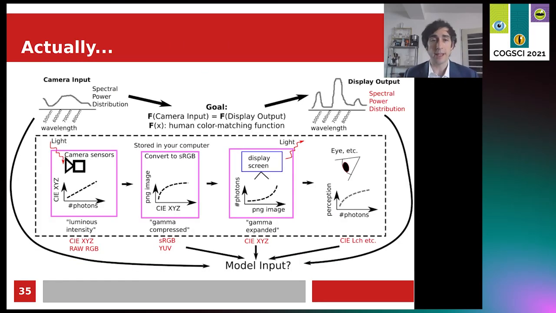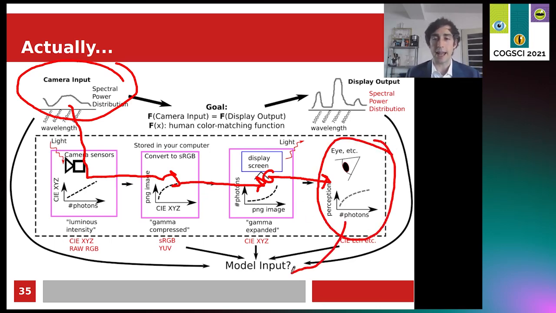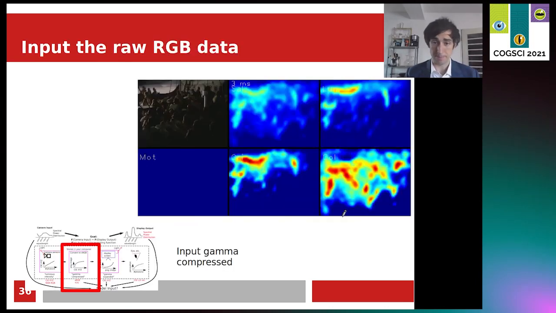There's many different points in the transformation from camera input to computer representation to the display screen output to the psychometric function that I could choose as the point at which to take the input to my model. And depending on at what point in this pipeline I choose, of course, the model input will be different, and so we'd expect the model output to be different, right? And so I tried this with the saliency map model with our example figure here. So first I input encoded gamma compressed RGB values, just put the raw pixel values into the saliency map model and got an output like this.